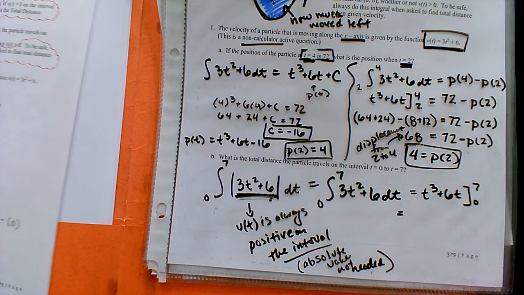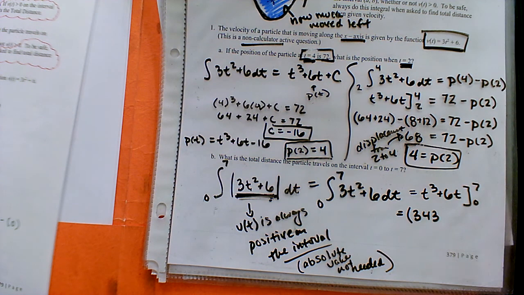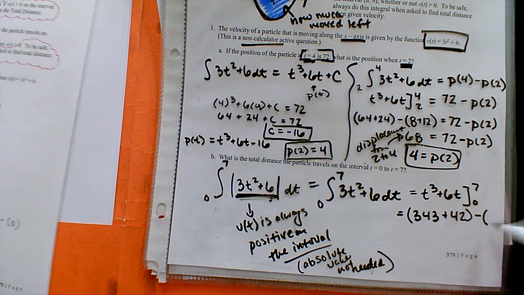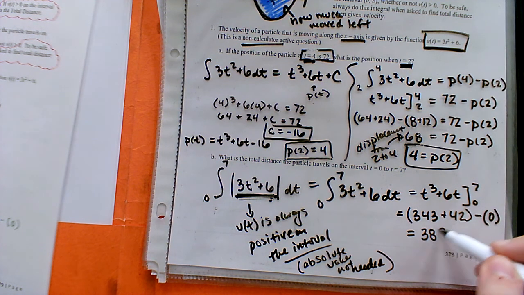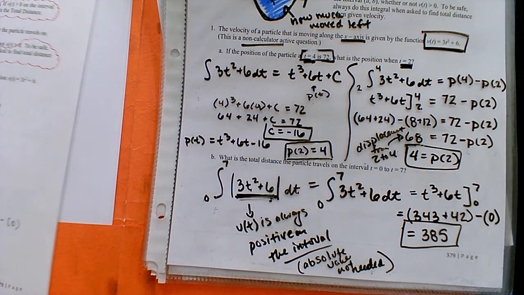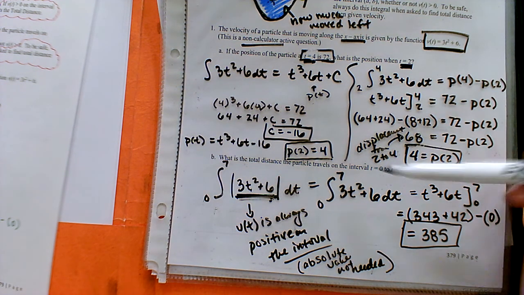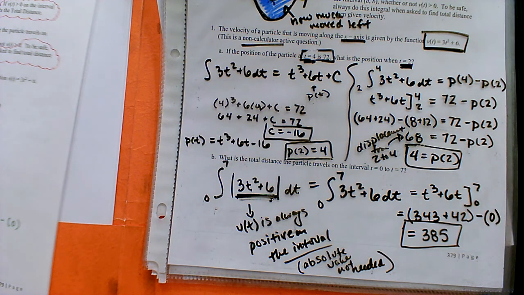Oh gosh, can we do this without a calculator? 7 cubed, 7 times 7 is 49 times another 7. Look at you. 343. 7 times 6, 42. Minus what we get when we plug in 0, that's going to be 0. So 343 plus 42, 385. So actually that's our displacement on the interval, but also our total distance because we never changed direction.